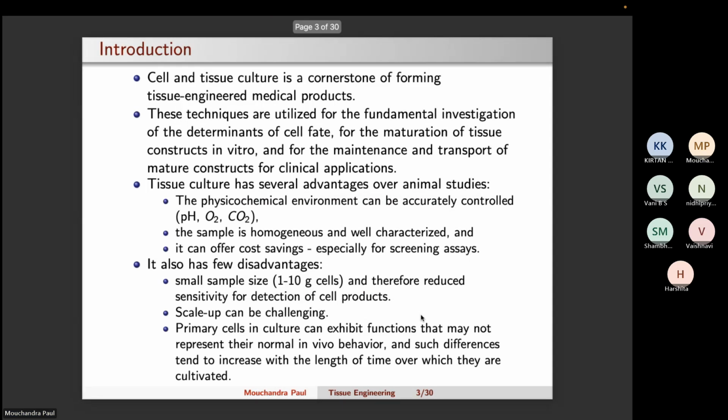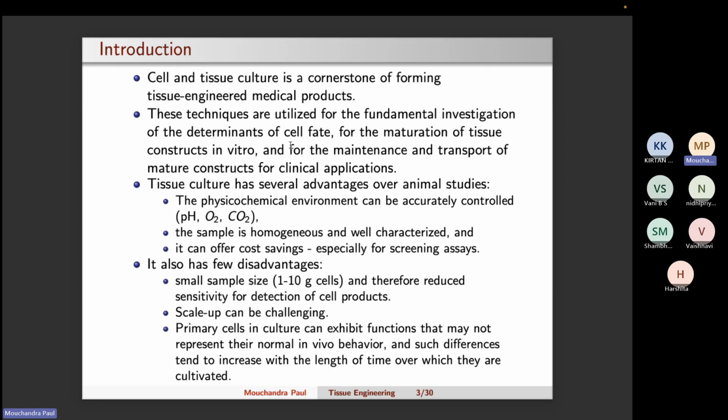So when you are talking about cell or tissue culture, if you don't do it, you won't be able to make tissue engineered medical products. It is the cornerstone for making these products. The techniques are used for fundamental investigation, for the determination of cell fate and how the cell or tissue is going to mature in vitro. Then, how are you going to maintain the tissue construct and transport it?